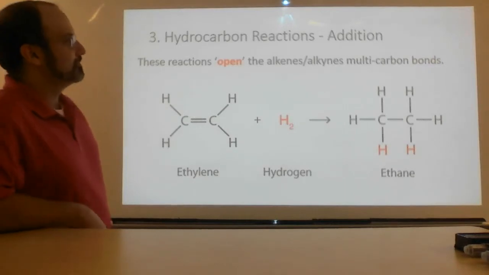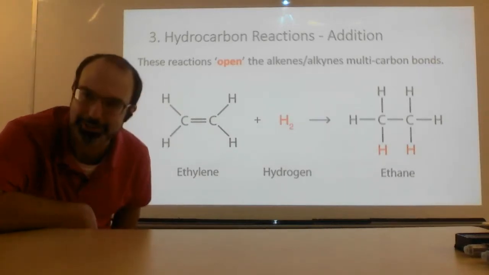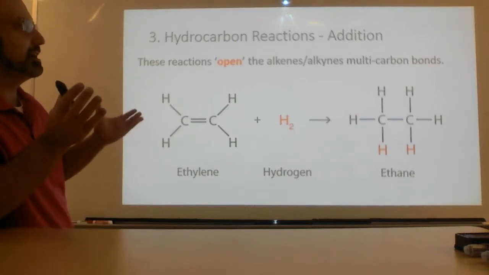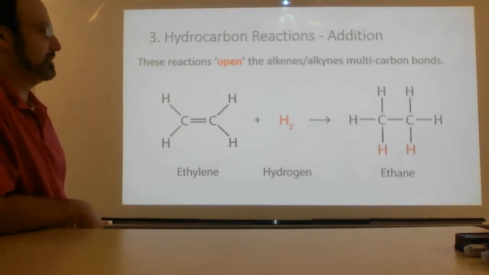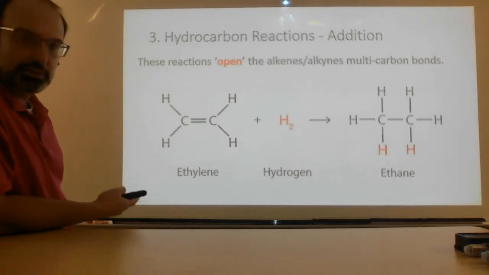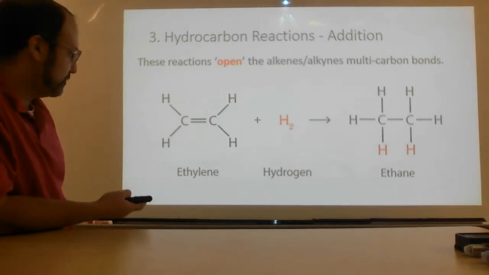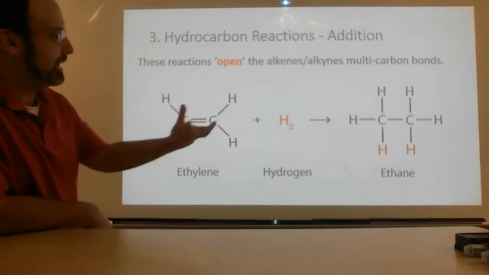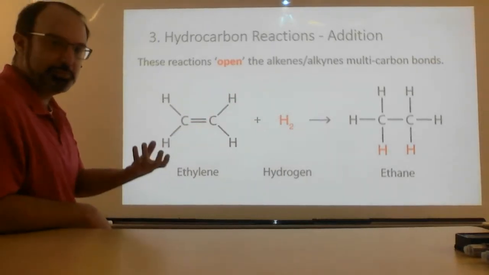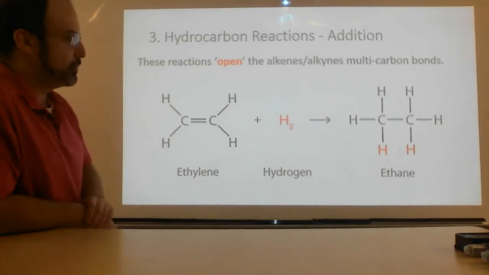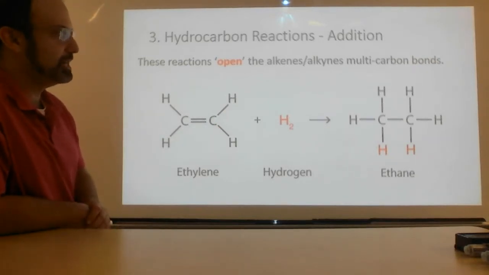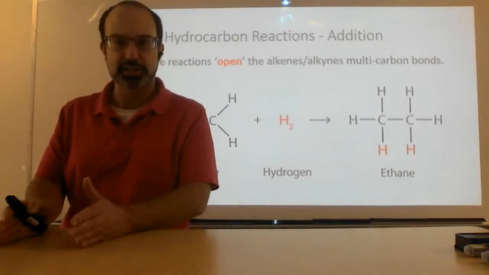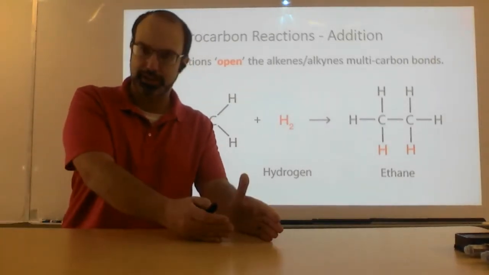What about this one? Addition reactions. Now, these are starting to get interesting. This opens the alkenes and alkynes at the multi-carbon bond. So we started with, for example, here, an ethene, or an ethylene. That's a weird way to pronounce that, to be honest. And we make an ethane over there. So an ethene becomes an ethane. Pretty straightforward. This is pretty useful, though, because it allows us to turn an unsaturated hydrocarbon into a saturated hydrocarbon.